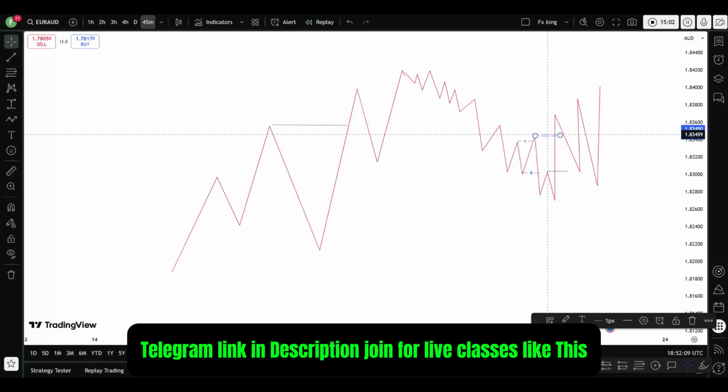So the market has taken out my protected high, and it shows that this trend has changed, even though it has not tapped on any POI here. So this is still a valid trend change, and it will also give you an opportunity to buy here without having to necessarily look at this zone here.